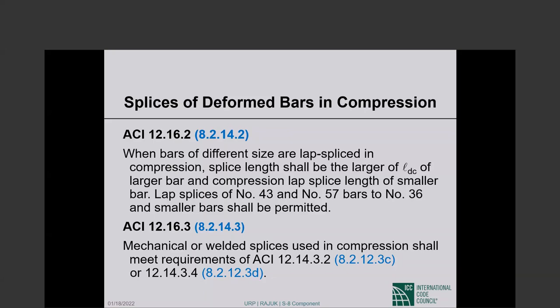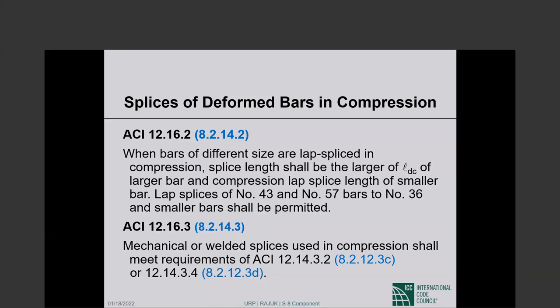Lap splices of number 43 and number 57 bars to number 36 and smaller bars shall be permitted. See, this is where lap splices are permitted of the number 43 and number 57 to smaller bars. So lap splices of 43 or 57 bars to number 36 and smaller bars shall be permitted.